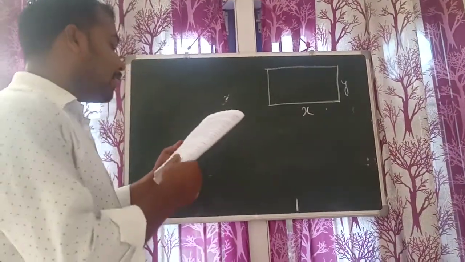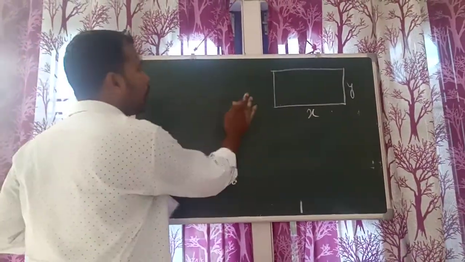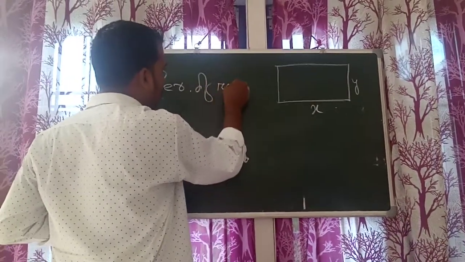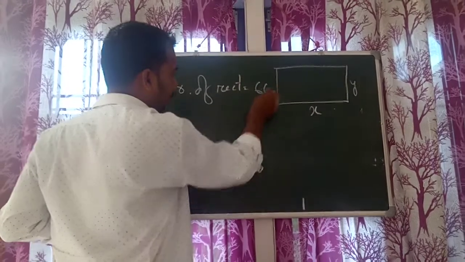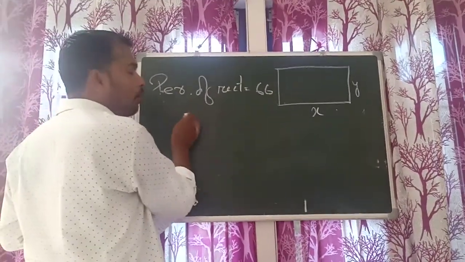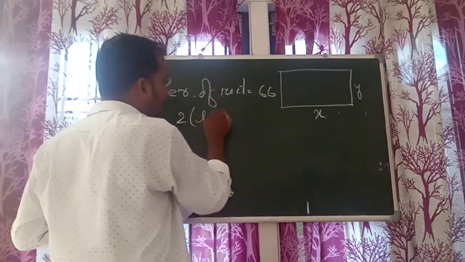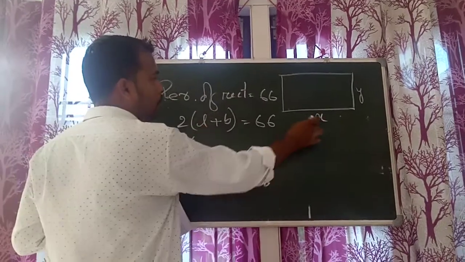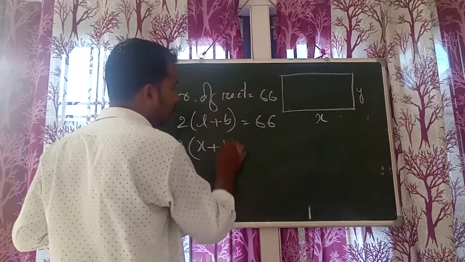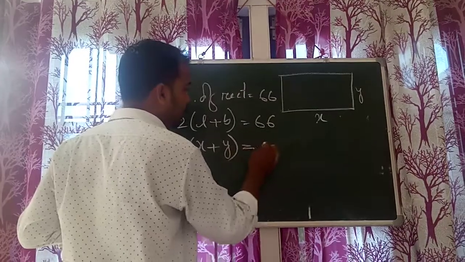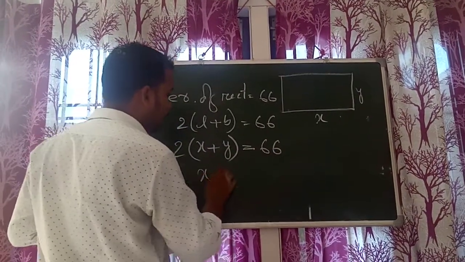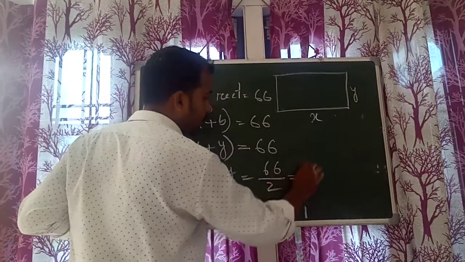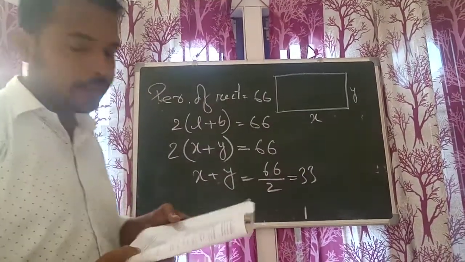Then here they are telling perimeter. Perimeter of rectangle, for that you have to know the formula. Perimeter of rectangle is equal 66 meter is given. Then perimeter of rectangle means 2 whole into L plus B is equal 66. 2 whole into, in place of length we are taking x, plus in place of breadth y, is equal 66. Then x plus y is equal 66 by 2 is equal 33. Then rest portion I think you can do.